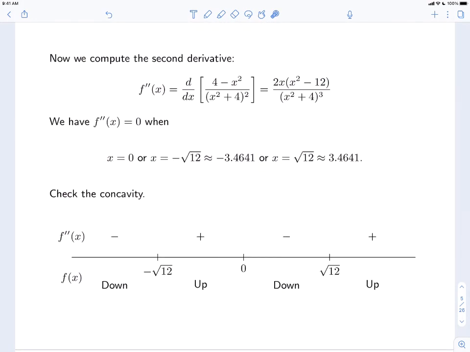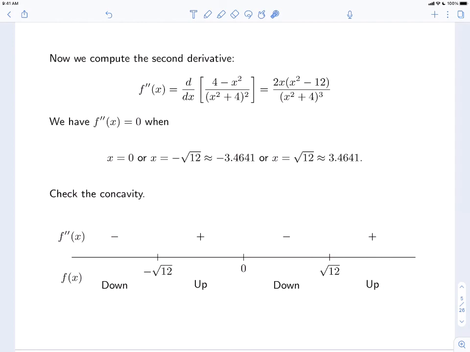The next step is to determine the concavity, so we can compute the second derivative. Again, we have to use the quotient rule, but if we do and simplify the result, we end up with 2x times (x squared minus 12) divided by (x squared plus 4) cubed. Again, you don't have to worry about dividing by 0 because x squared plus 4 is always greater than or equal to 4, so you're never dividing by 0.